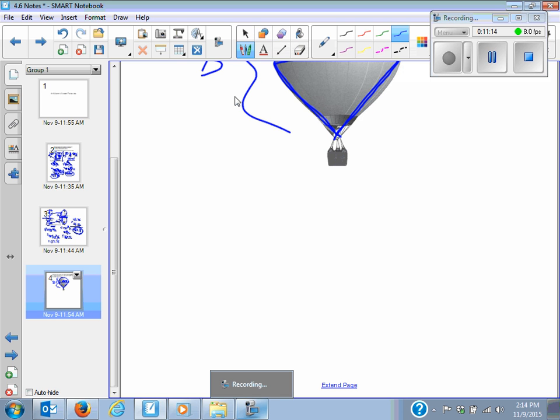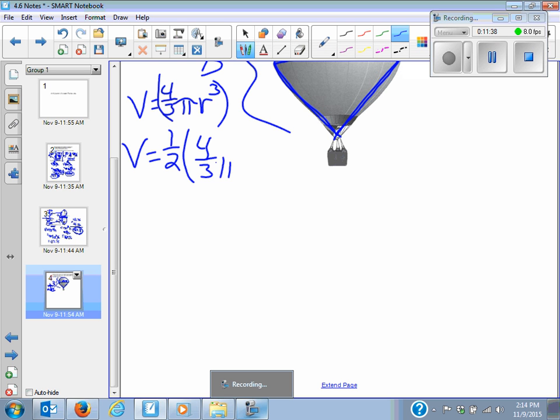So the volume of a sphere is normally 4/3 pi r cubed. But I only want half of that. So essentially, if I take this and I times it by 1/2, because I only want half of that volume. I don't want the volume of the whole sphere. I'm only taking half of that.